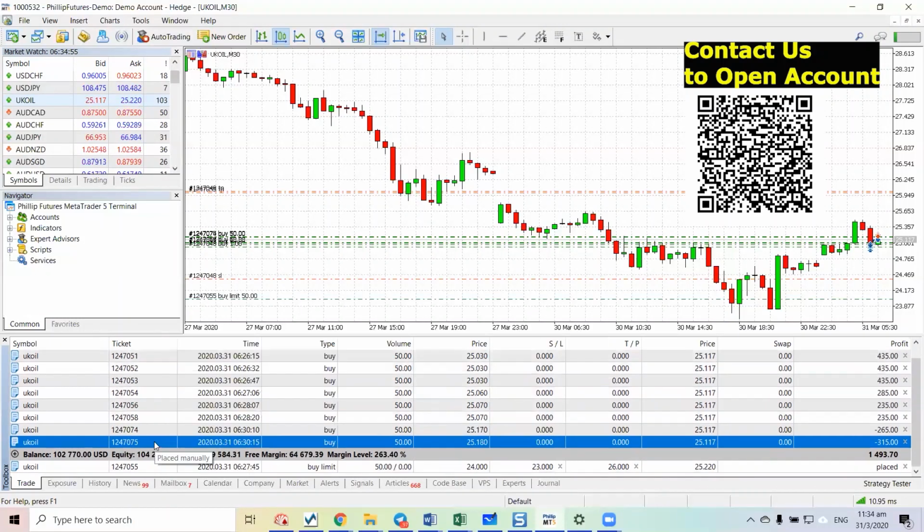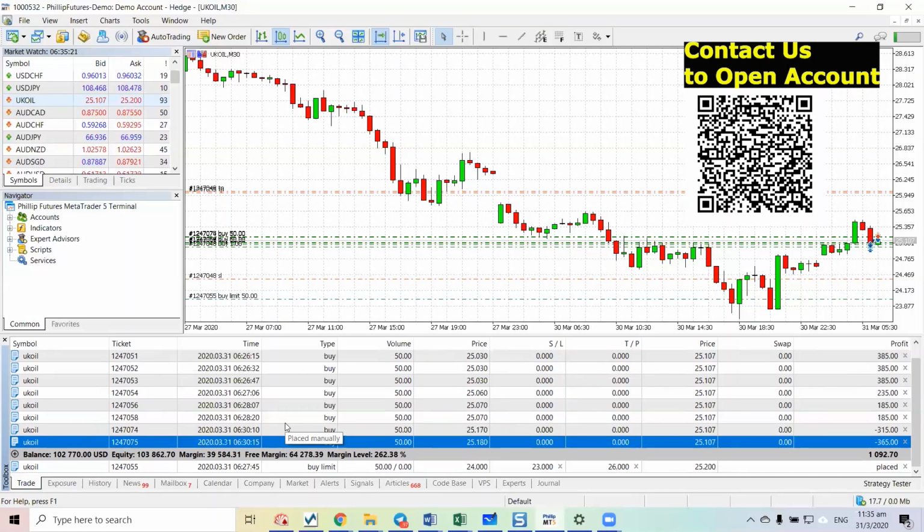Yes, so equity is the one that will account for unrealized profit and loss as well. If you close your position, an unrealized profit will become realized profit, and then it will be moved to the balance area. So your account balance will increase once you close the position. Okay, I see.